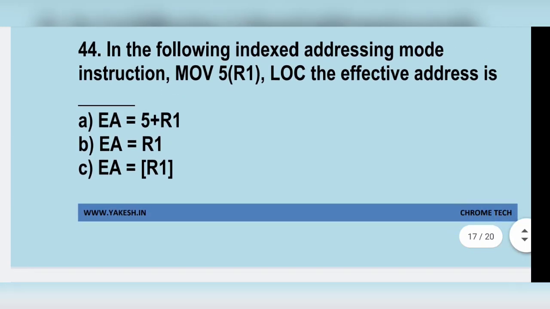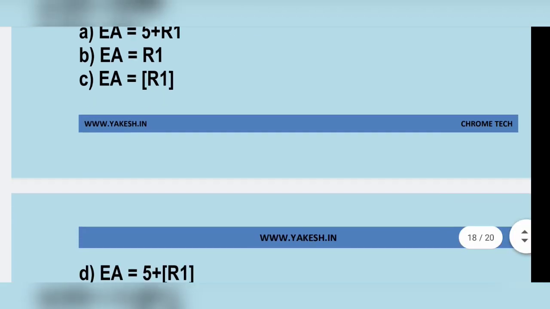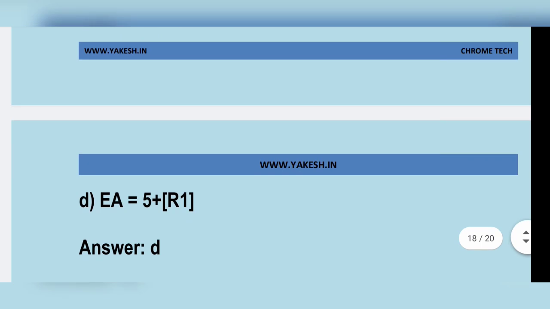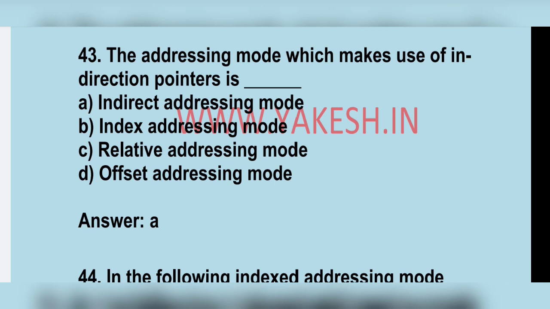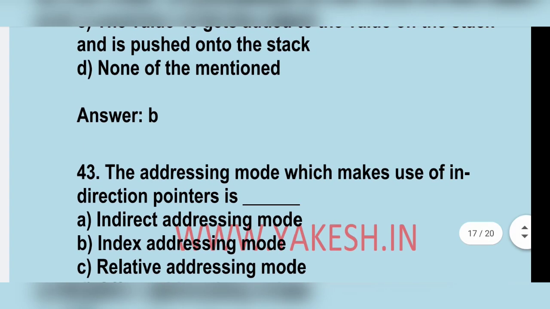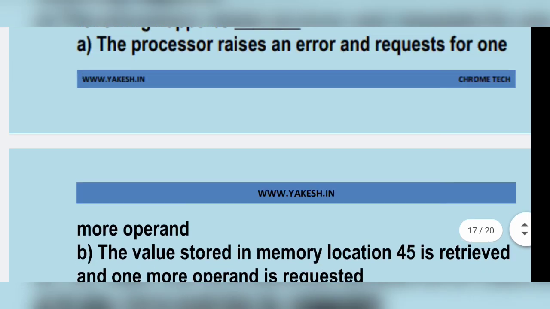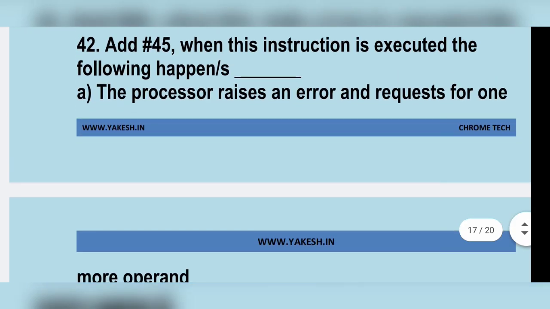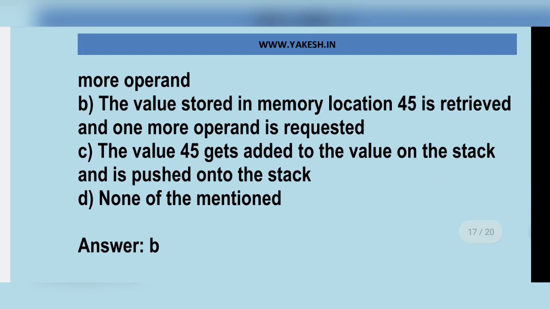In the following indexed addressing mode, instruction move 5(R1), LOC, the effective address is option D, EA equal to 5 plus R1. The addressing mode which makes use of an indirection pointer is option A, indirect addressing mode. Add 45: when this instruction is executed, the following happens. Option B, the value stored in memory location 45 is retrieved and one more operand is requested.